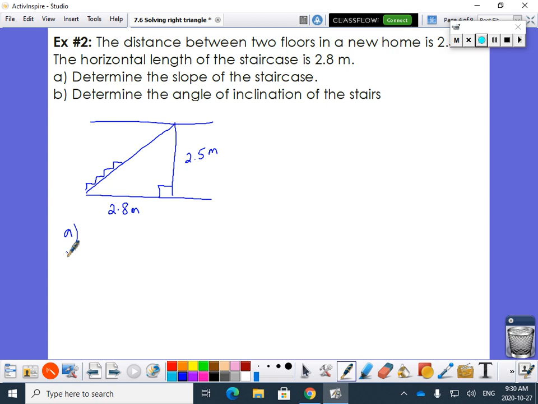Okay? So this is our staircase here. This is really like our line. We have our rise, and we have our run. So this one is very straightforward. You're just going to say slope equals rise over run. And then you're going to plug in your rise, which is 2.5, and your run, which is 2.8. And you're going to get 0.8929. We okay with that?